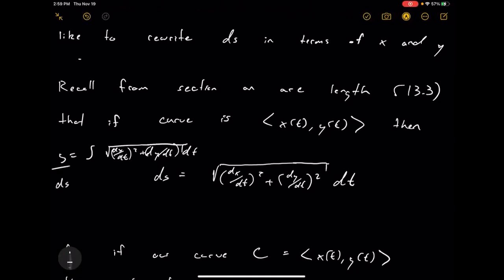And then think about differentiating both sides. We would have ds equal to the square root of (dx/dt) squared plus (dy/dt) squared, dt.